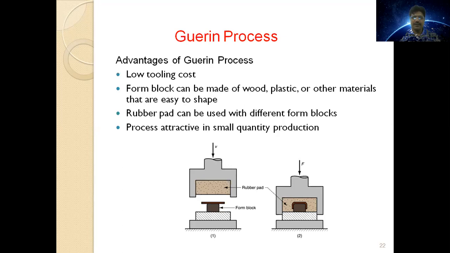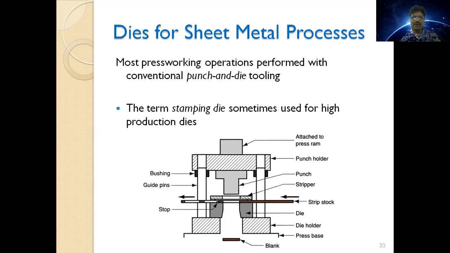I am not going to discuss this process in detail. Dies for sheet metal processes. These are the presses, punch and die tooling. These are the presses that are basically used for giving shape and size to the sheet metals.